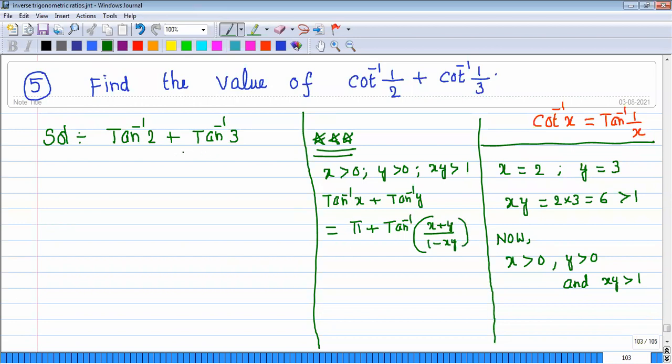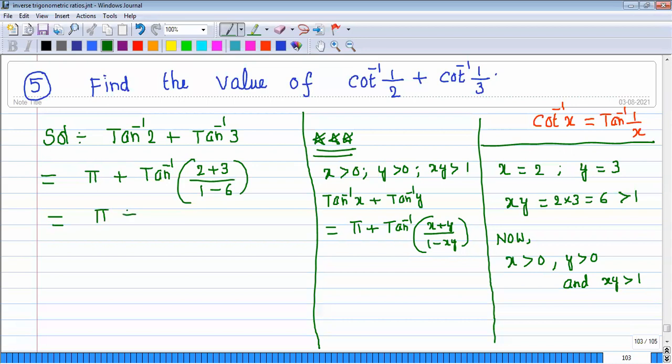That means for this one, to simplify, you need to use this formula. Pi plus tan inverse of x means 2, y means 3. Simplify. What will be the next step you will get according to this concept? Pi plus tan inverse of -1. Pi plus tan inverse of (2 plus 3) upon (1 minus 6). Right.